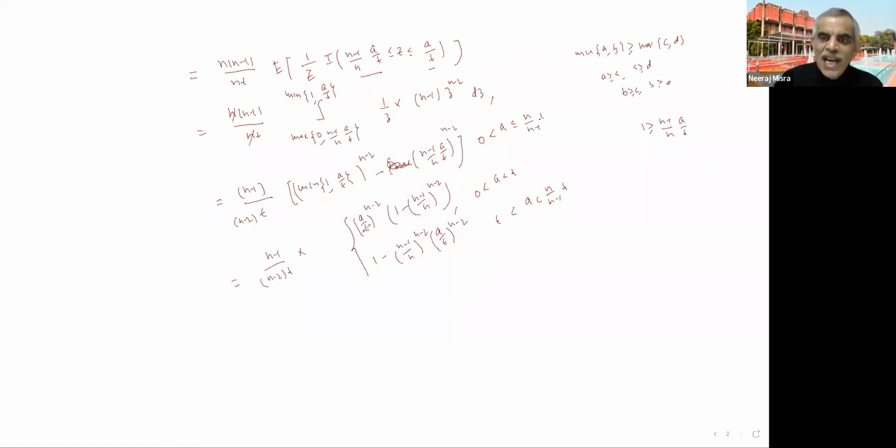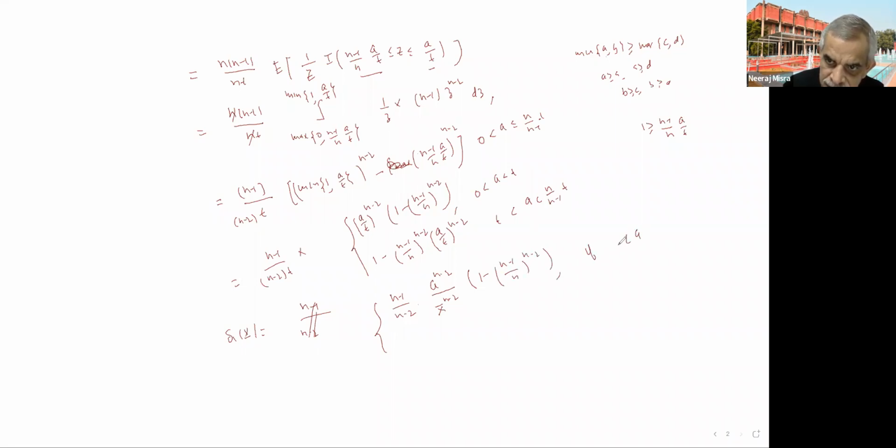Is that okay? So this will have the same risk as this. So what is this estimator? I was calling that, I think, as delta 1 of x. Delta 1 of x is nothing but n minus 1 upon n minus 2. In fact, I can take everything inside. So n minus 1 upon n minus 2, a to power n minus 2 divided by x bar to power n minus 2, and then 1 minus n minus 1 by n to power n minus 2, if a is between 0 to x bar. And if a is between x bar to n upon n minus 1 x bar, then it is 1 minus n minus 1 by n to power n minus 2, a by t, to power x bar. Is that okay? So this is an estimator which has the same risk as delta.